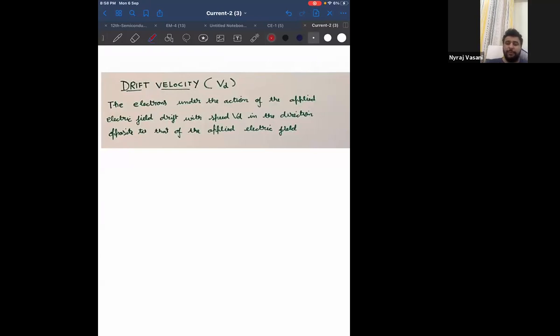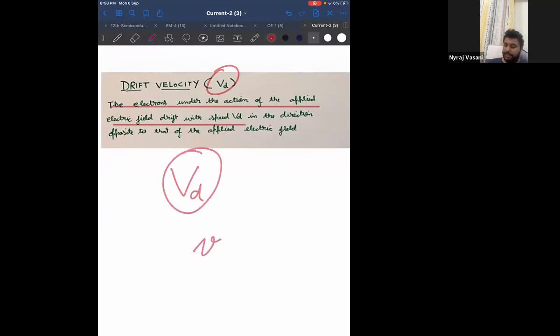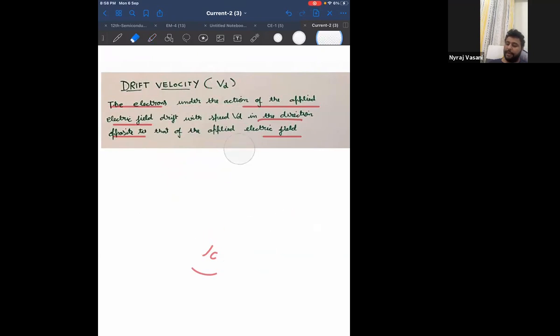Now see the textbook definition of drift velocity. The electrons under the action of applied electric field drift with the speed v, that is drift velocity. Actually, this is not the notation. The notation is small letter v with suffix small letter d, in the direction opposite to that of the applied electric field. The unit of drift velocity will be the same as velocity, which is meter per second. Make a note of the definition, the unit, and that it is specifically for electrons itself.